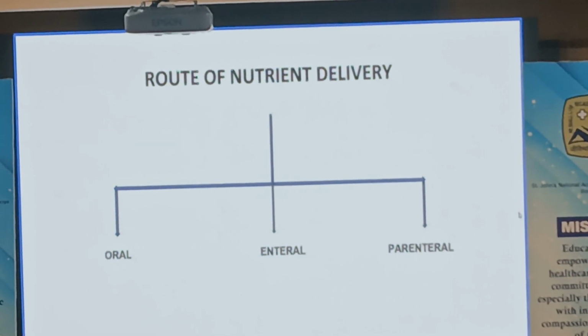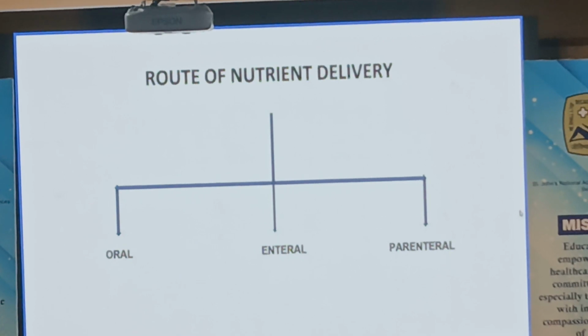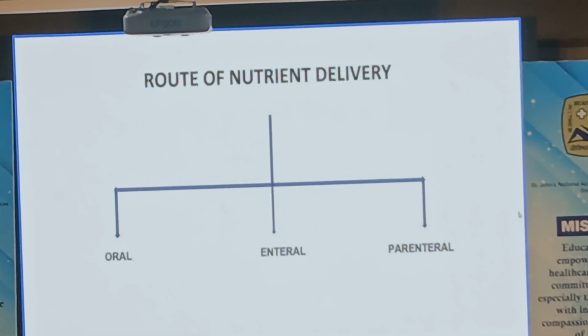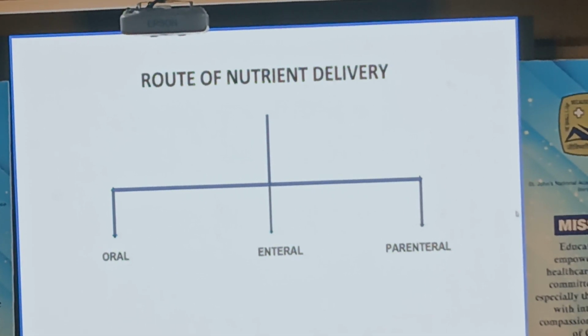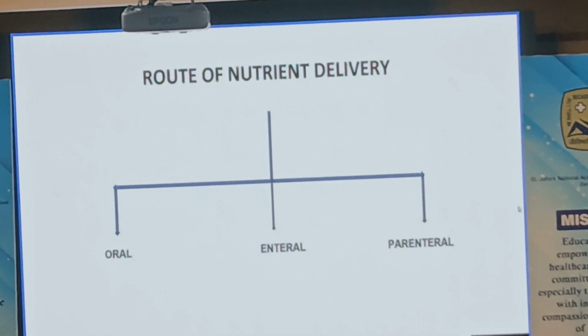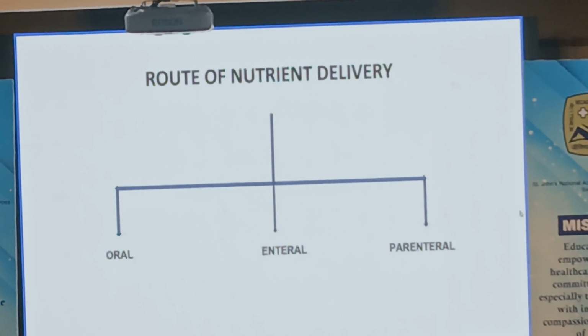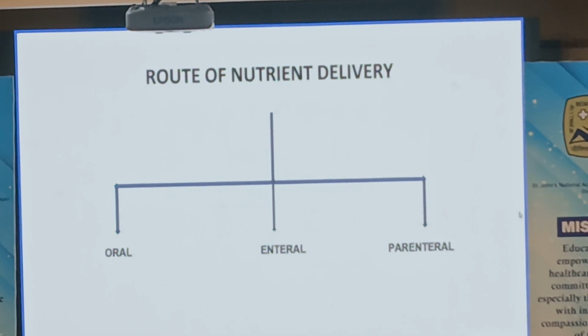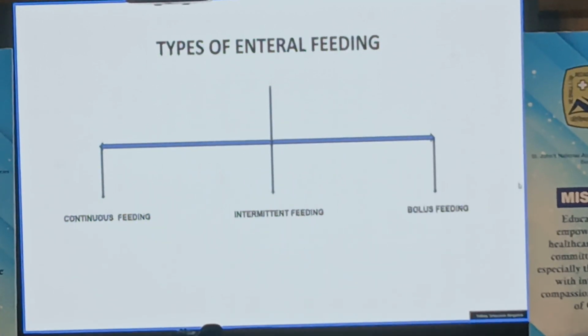When the gut cannot be used for whatever reason, or there's a clear contraindication to using the gut for feeding, you can use an alternative route outside the gut, which is called parenteral. For all practical purposes, this refers to intravenous feeding, which could be to a peripheral or central access.